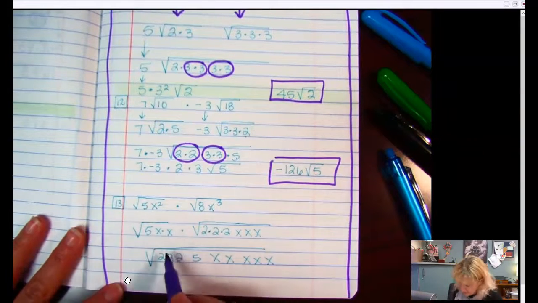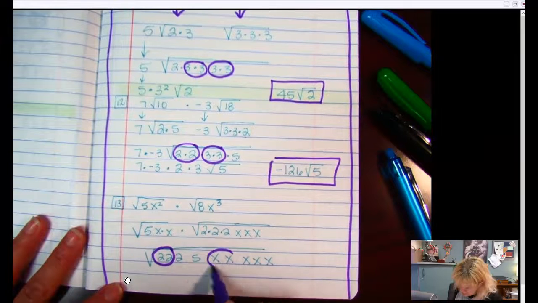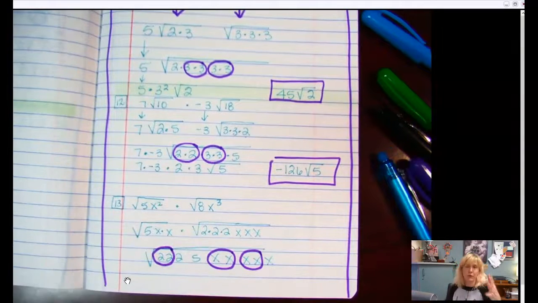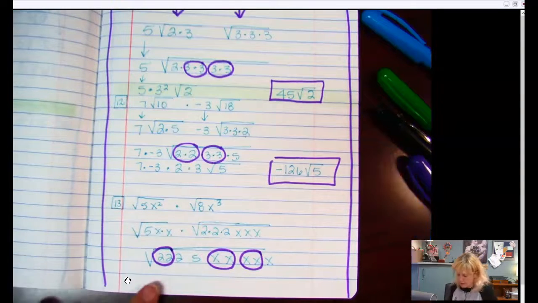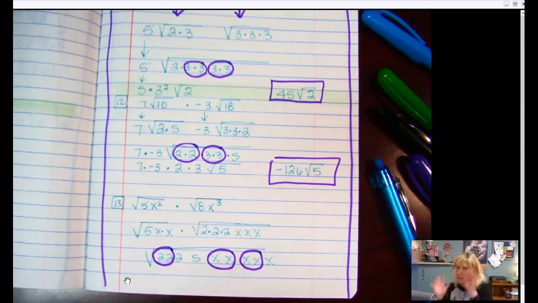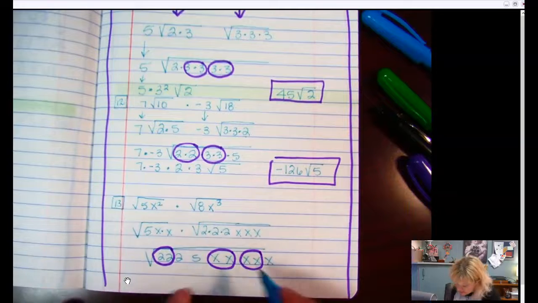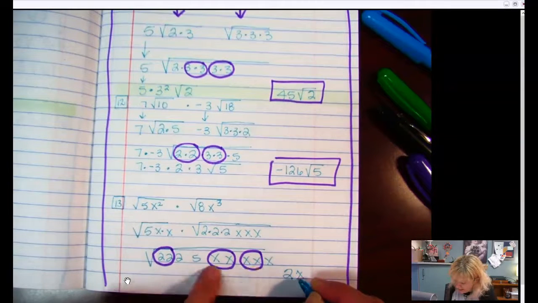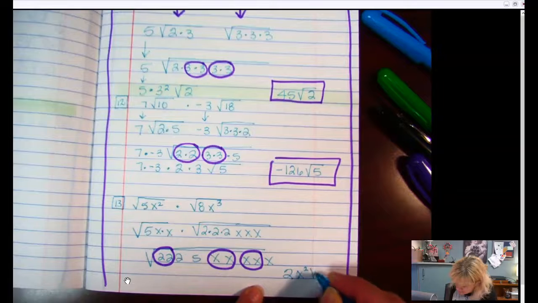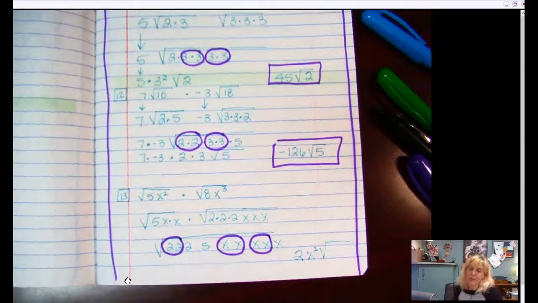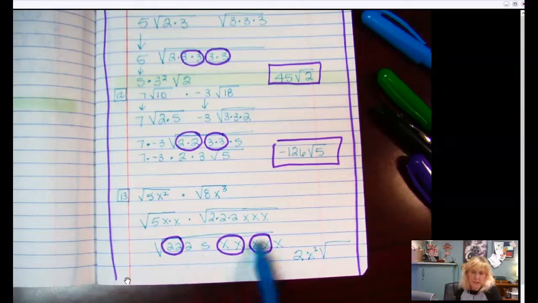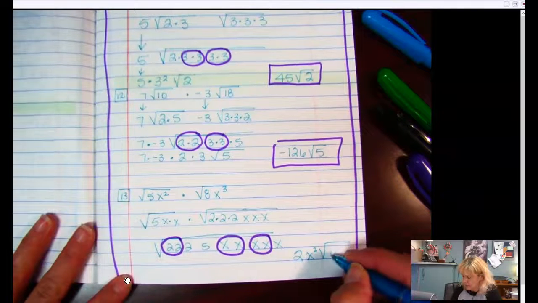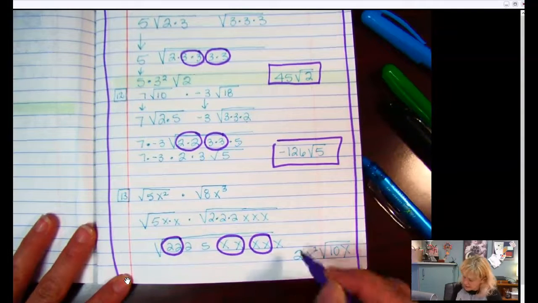Okay, so we need groups of 2. So we're going to have some remainders here. So our remainders are going to be a 2, a 5, and an x, and you have to multiply all those remainders together. But on the outside is going to be a single 2, an x, but the x has an exponent of 2 because I drew 2 circles. And remember, you have to multiply the 2 times 5. So that's a 10, and then remember we had a single x right there. So that's going to be the answer for this problem.